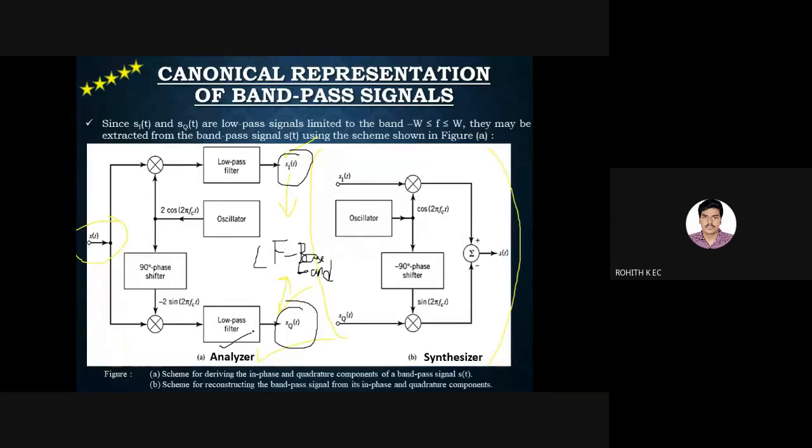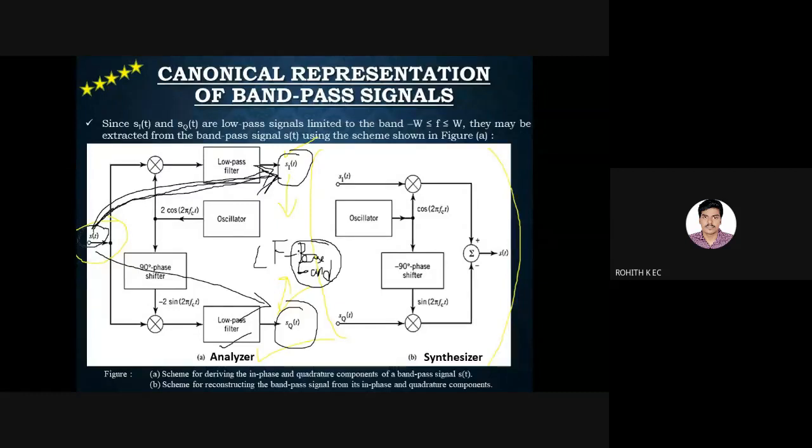So that is what we are trying to realize using complex envelope. The same is implemented using canonical representation, which gives us a method to analyze the passband signal in the form of low frequency baseband signals. If you look at this diagram, we have transformed a high frequency passband signal, that is s of t, into low frequency components, that is si of t and sq of t. I'll repeat, in the analyzer, we have transformed s of t, which is the high frequency passband signal or the modulated signal, into low frequency components, that is si of t and sq of t, which are also referred to as your baseband signal, right? Now, analysis of this signal in the baseband becomes much easier, right?